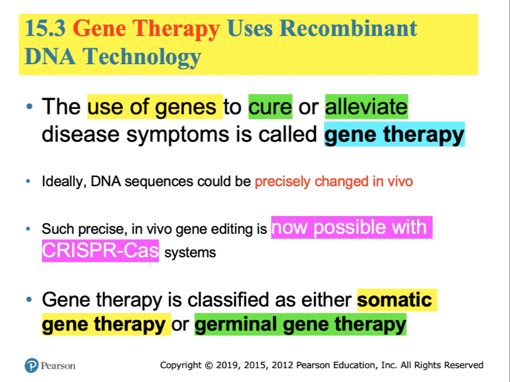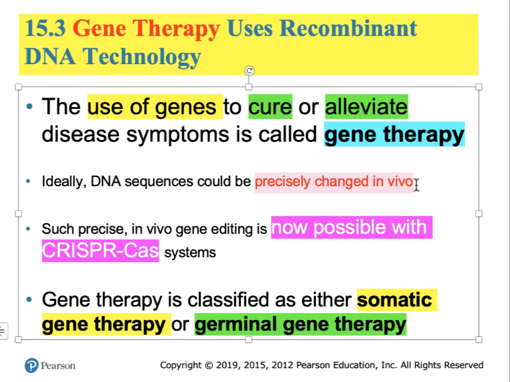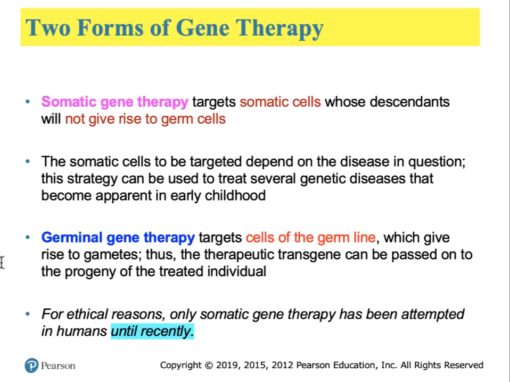The goal is to be as precise as possible when changing things. And as we mentioned, the CRISPR-Cas9 system gives us a very powerful tool to abide by this rule. Gene therapy itself is classified into two categories. There's somatic gene therapy and germline gene therapy. The difference is straightforward. Somatic gene therapy targets somatic cells that will never give rise to germ cells.